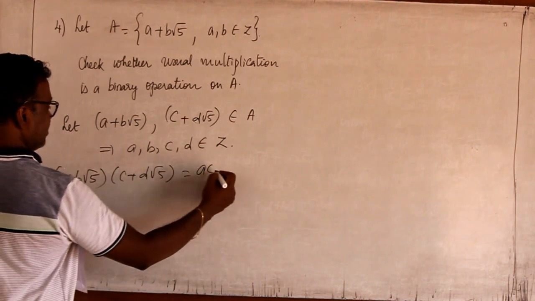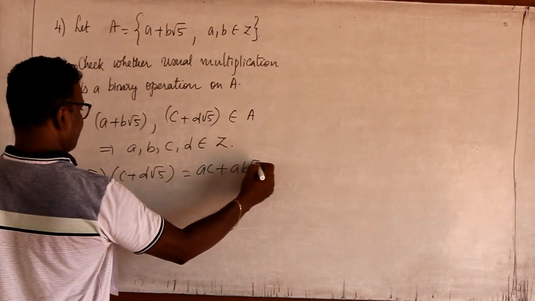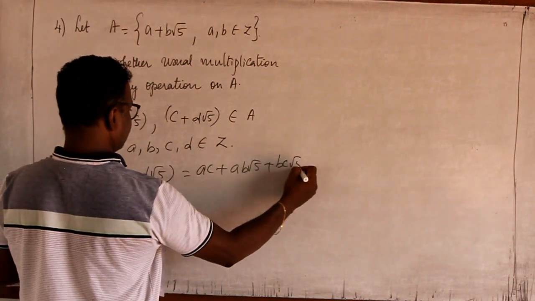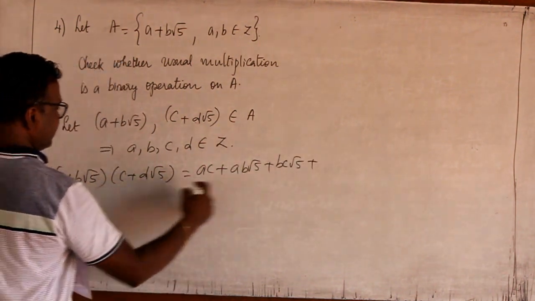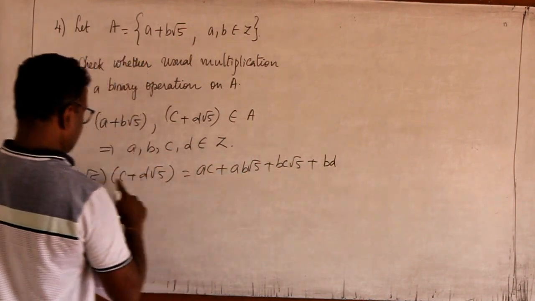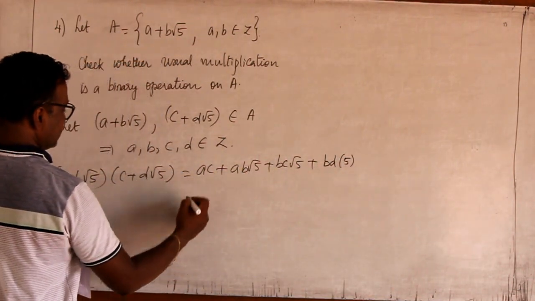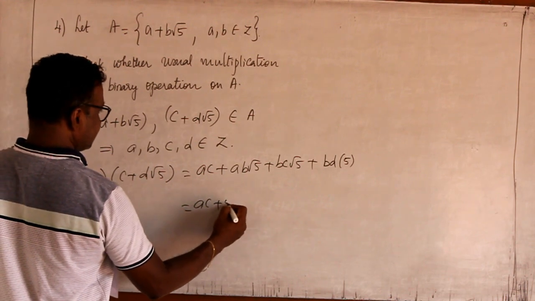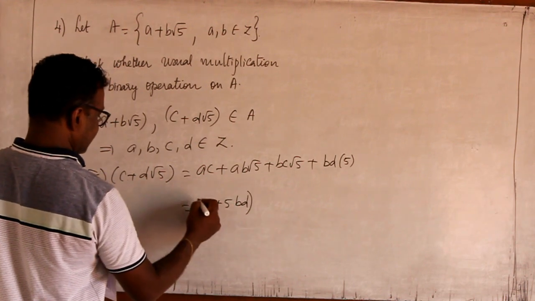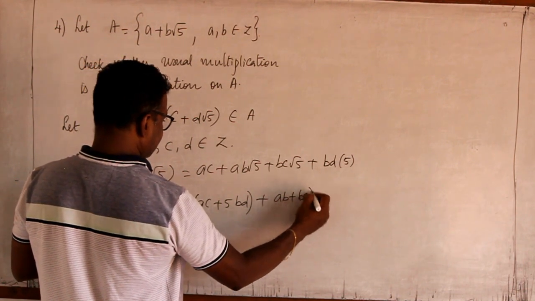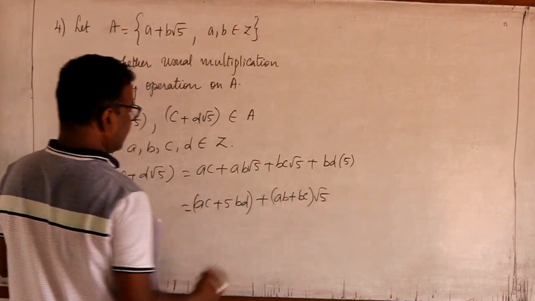AC plus AD root 5, then BC root 5, then B into D, root 5 into root 5 is 5. There are no roots in these two numbers, so let me correct: AC plus 5BD. Then here, AD plus BC into root 5.